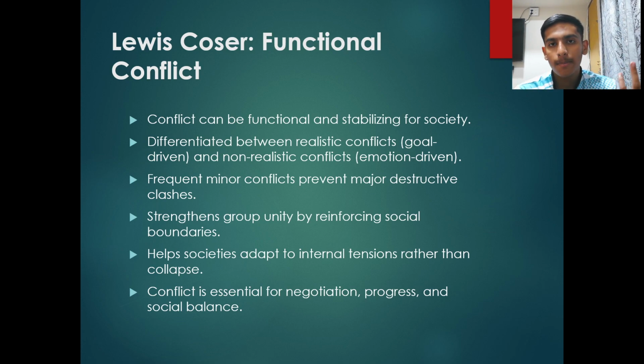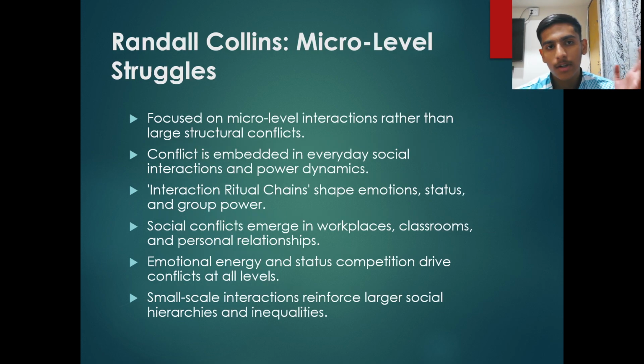So when we take an example of regional conflict or religious conflict or conflict regarding anything, if that conflict does not happen, it will lead to larger destruction later on, because then two ideas will not get to interfere with each other, they will not get to know each other. So therefore conflict is essential for the negotiation process and social balance. This was all regarding Louis Coser.